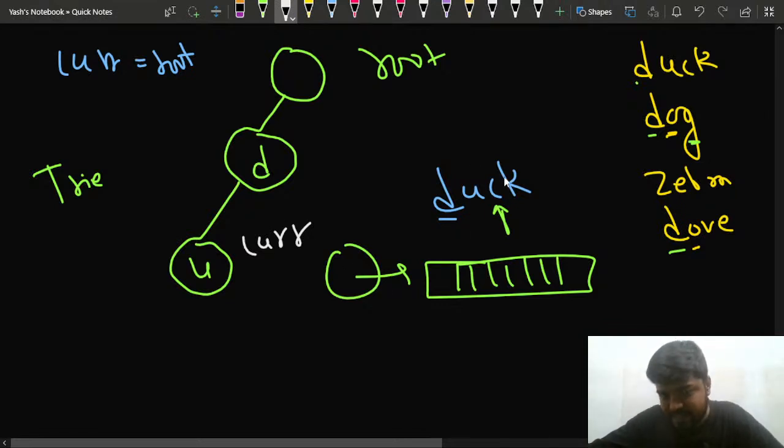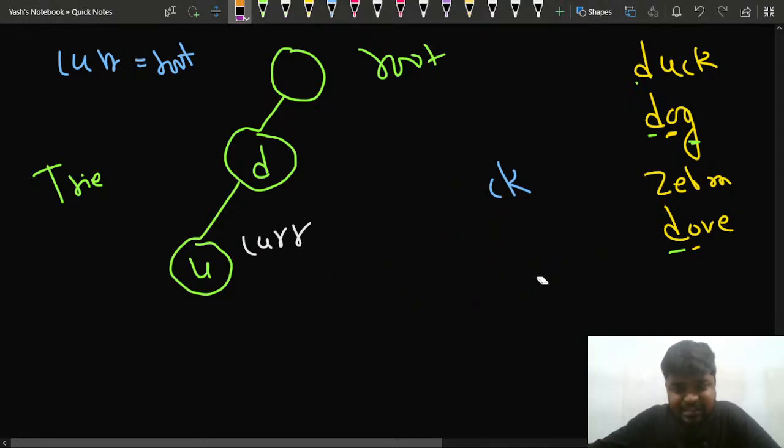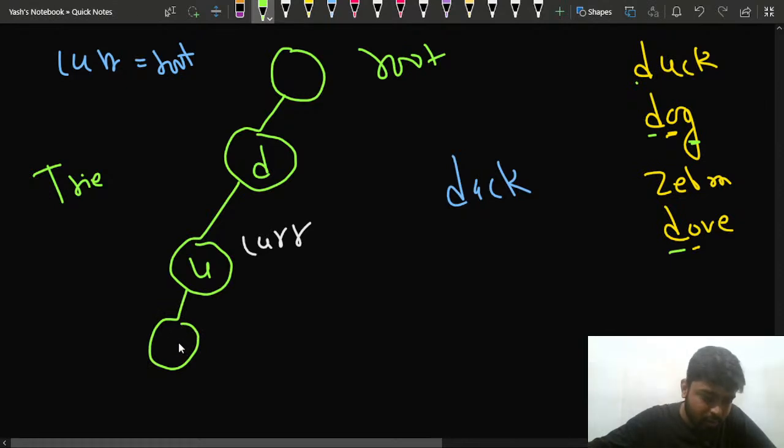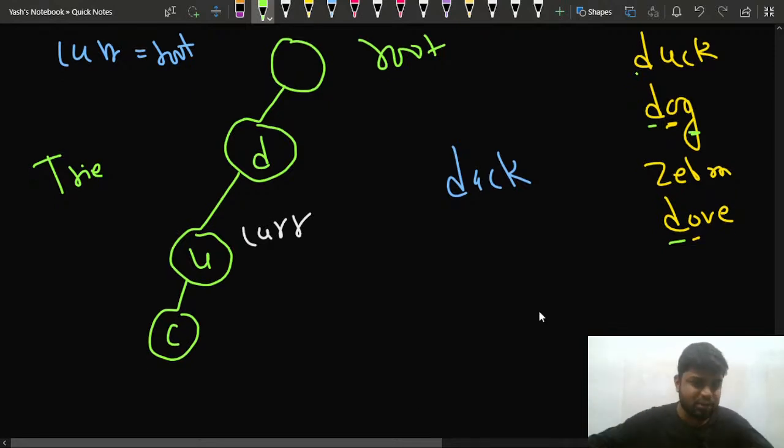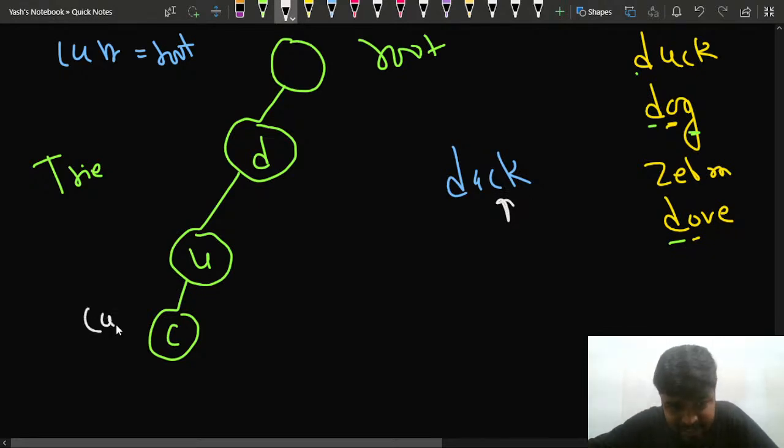Now the next thing is that for this particular U, I need to have a C. So I'll make a node of C here. Once I've made a C, my current would be standing here. I'm inserting this particular word into the trie data structure. I've inserted C, and now my current is standing at C.